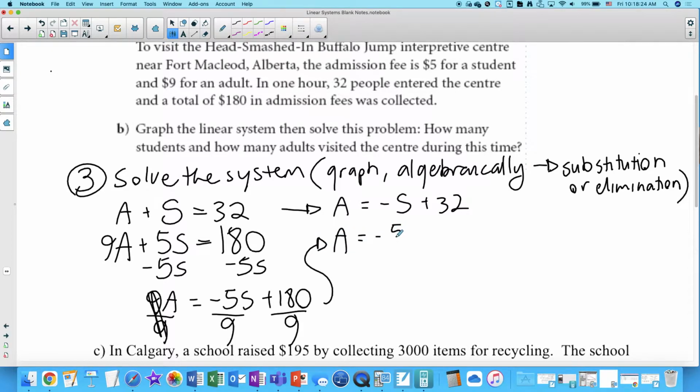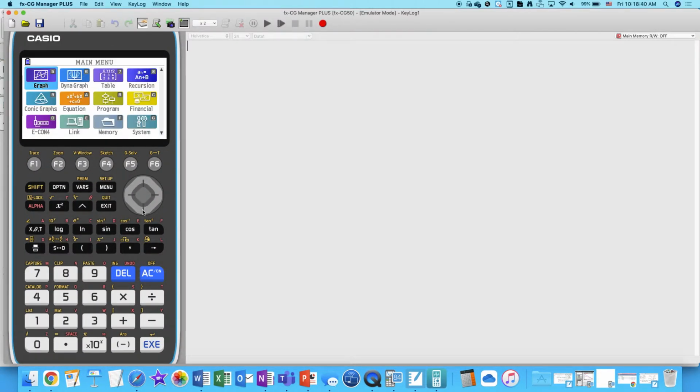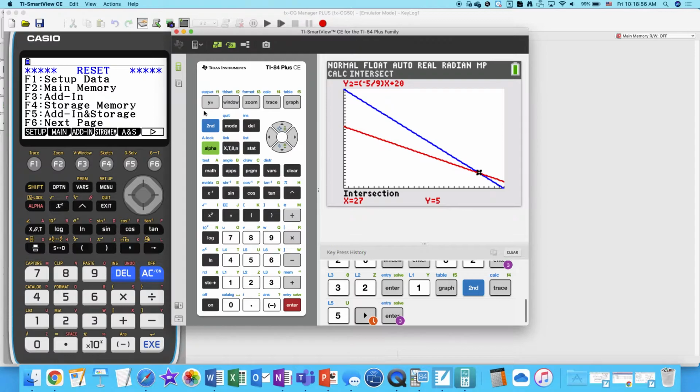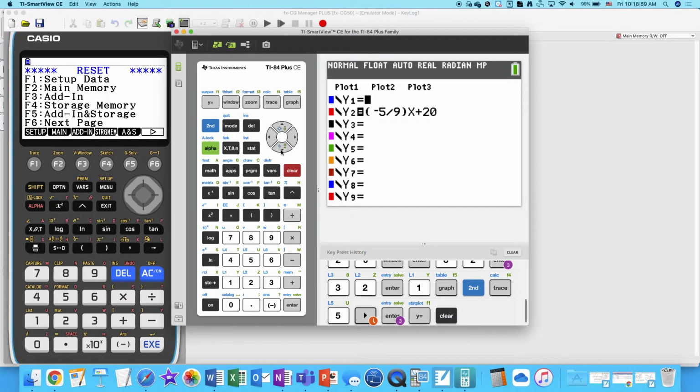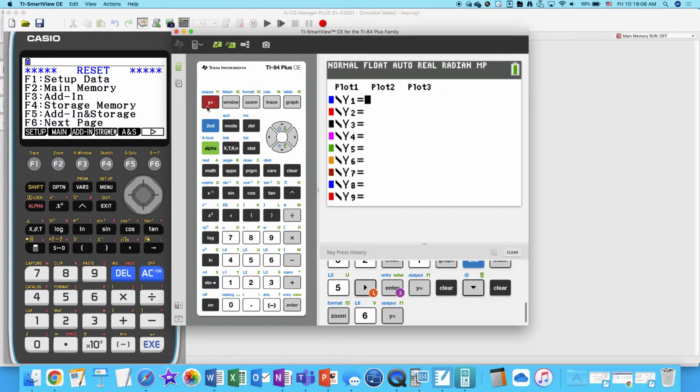And I'm going to put these into my calculator. Okay, so actually I did this last period. So I'm just going to clear my memory so that you guys can see from the start how this would go. Okay, so here's the Casio and the TI. In the TI, I can just go clear. Okay. So I'm ready to graph on the TI. On the Casio, I'm going to go to Menu and select Graph, which is in the top left corner right now.